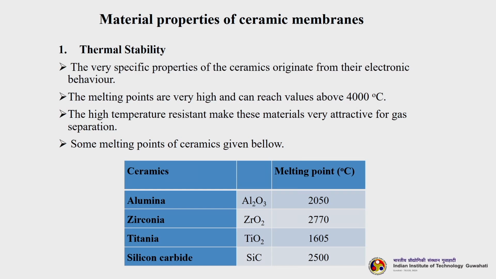Thermal stability: these are very specific properties of ceramics originating from their electronic behavior. The melting points are very high and can reach almost 4000 degrees centigrade. The high temperature resistance makes these materials very attractive for gas separation. As I told you in the beginning, due to their thermal resistance, they are extremely good for gas separation applications as well as pervaporation. You can see some of the melting points of these ceramic materials. Alumina is 2050, zirconia is 2770, these are all in degrees centigrade. Titanium is 1605 and silicon carbide is higher, 2500.